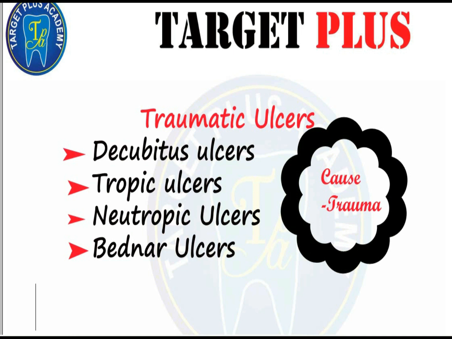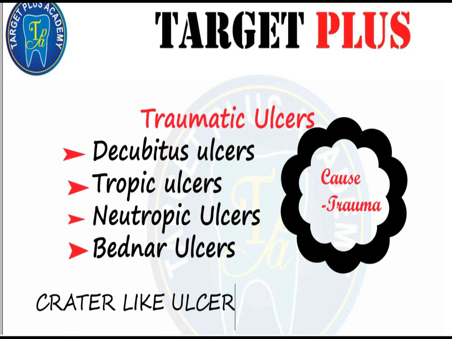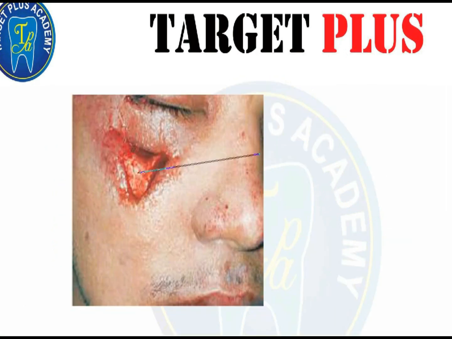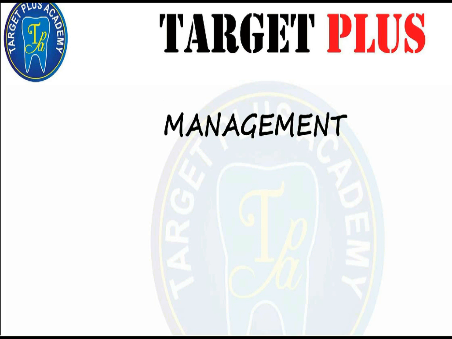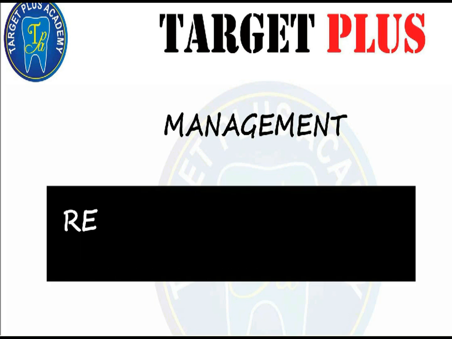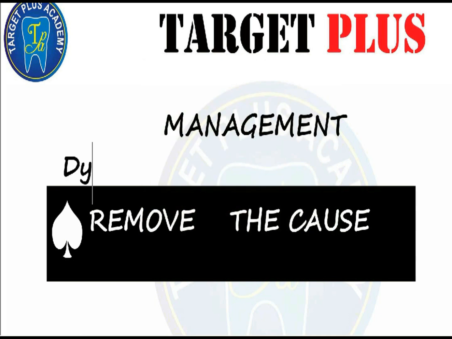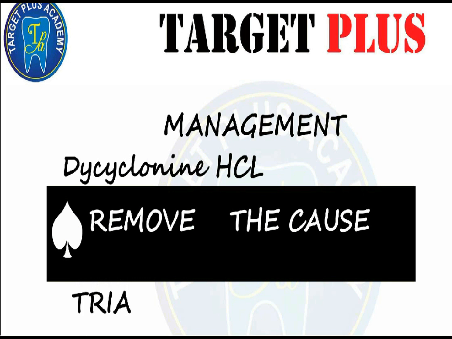Now, remember, a traumatic ulcer may be crater-like, generally the result of repetitive trauma over a prolonged period. Now, you can clearly see this large and irregular ulcer due to blunt trauma to the patient. Now, diagnosis. Management is the removal of the caustic agent. A persistent ulcer may be treated by giving triamcinolone acetonide or pain relief like dyclonine HCl.